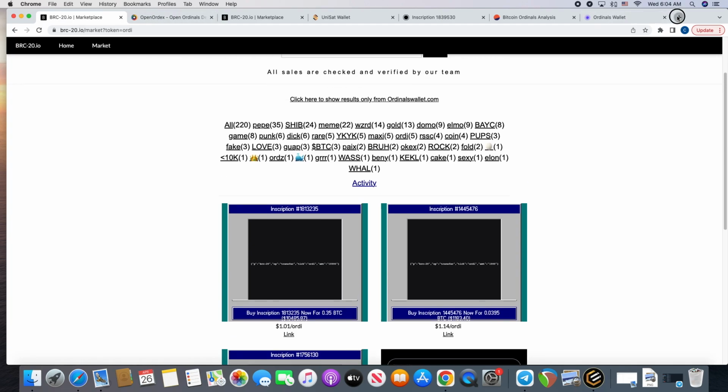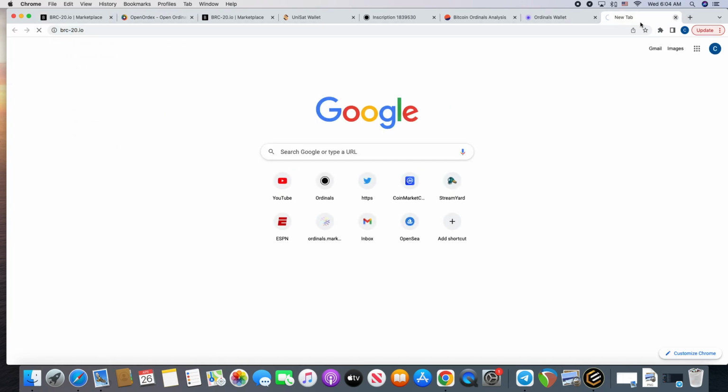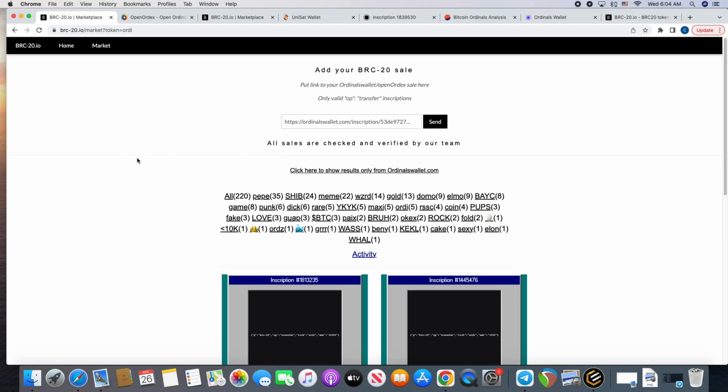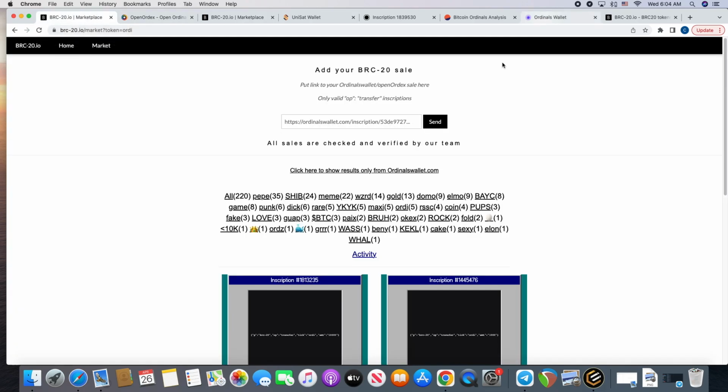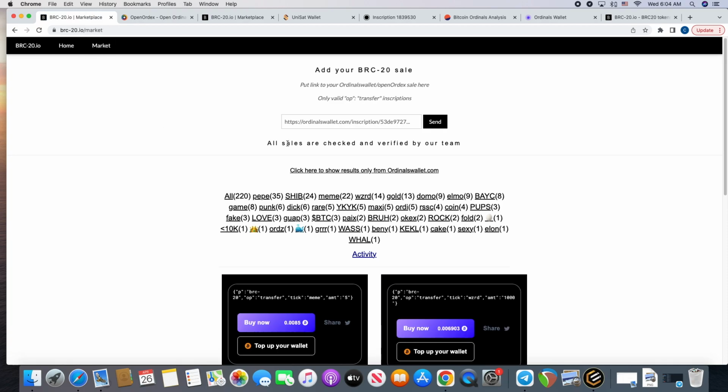Let's just go look at the BRC20. So basically right now you could try to do it on Discord OTC, or you can try it on Open Ordex, Ordinal's wallet. It looks like the best place is to go to BRC20 if you're going to try to buy on some marketplace right now, because all sales are checked and verified by their team. You can click on what token you're trying to buy, like Ordi. If Meme pops up, you can see there's not a lot of offerings, so you want to get Ordi.